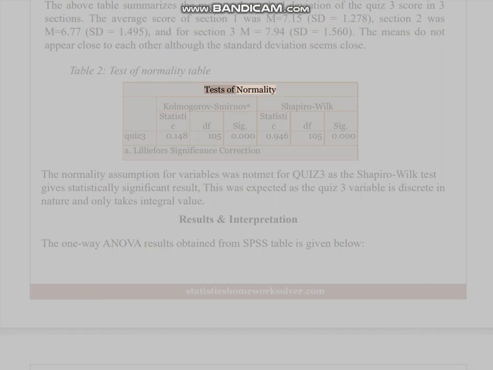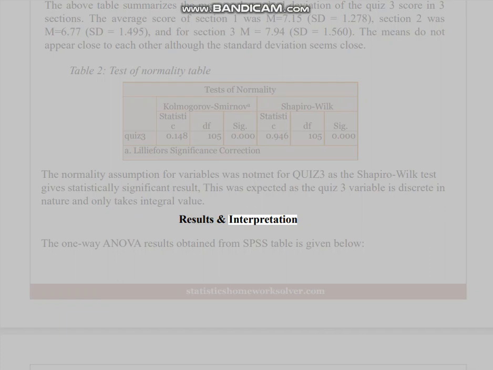Tests of normality. Kolmogorov-Smirnov and Shapiro-Wilk: Statistic, df, Sig. Quiz 3: 0.148, 105, 0.000; 0.946, 105, 0.000. Table 2, Test of Normality Table. Lilliefors significance correction. The normality assumption for variables was not met for Quiz 3 as the Shapiro-Wilk test gives a statistically significant result. This was expected as the Quiz 3 variable is discrete in nature and only takes integral values.